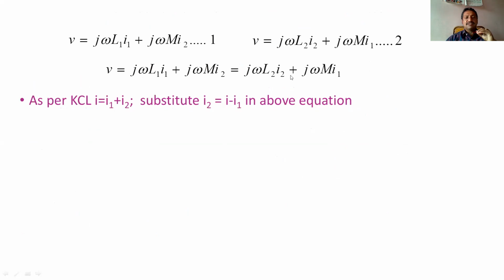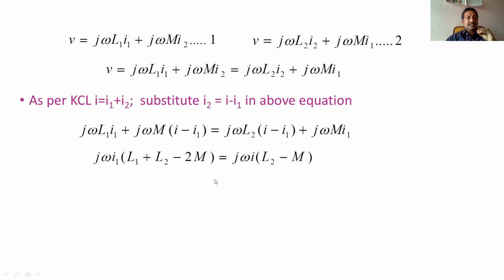Substitute I2 is equal to I minus I1 in the above equation. So j omega L1 I1, but I2 replaced with I minus I1. Then we establish the total equation as j omega into I1. Here, all the I1 terms you separate. So j omega I1 L1 plus, this term will come to this side, L2, and this term is minus, already this is minus 2M. So what is the remaining term?